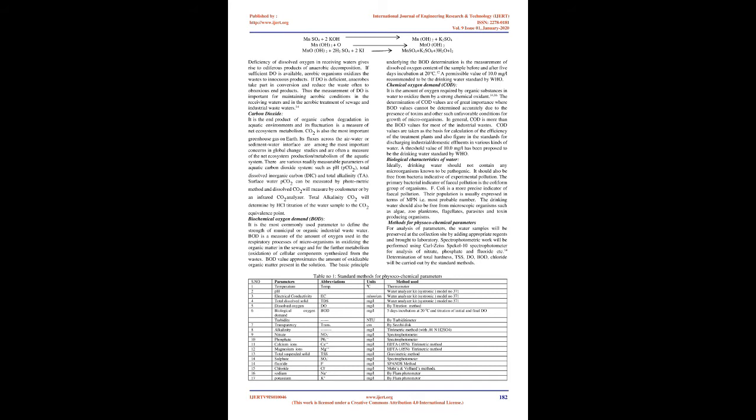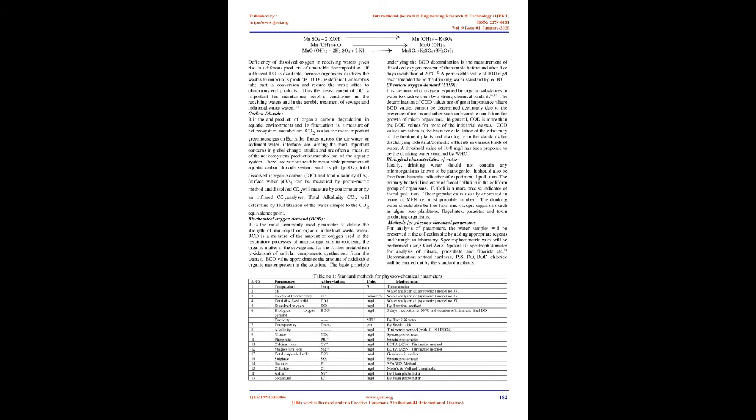There are various readily measurable parameters of the aquatic carbon dioxide system, such as pH, pCO2, total dissolved inorganic carbon, DIC, and total alkalinity, TA. Surface water pCO2 can be measured by the photometric method, and dissolved CO2 will be measured by a coulometer or by an infrared CO2 analyzer. Total alkalinity will be determined by HCl titration of the water sample to the CO2 equivalence point.